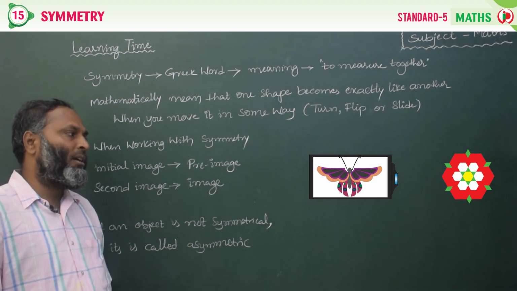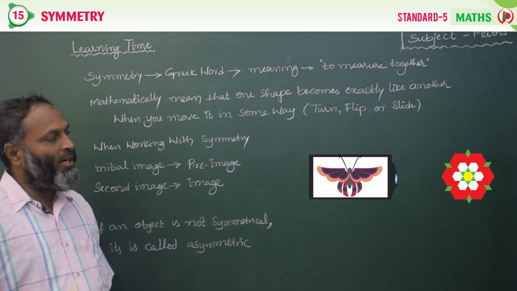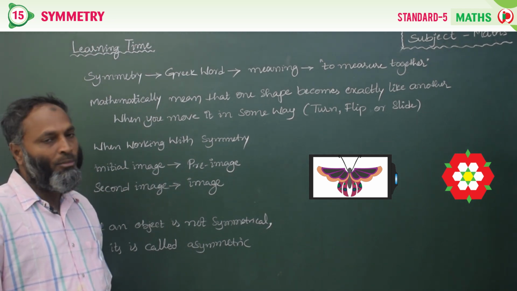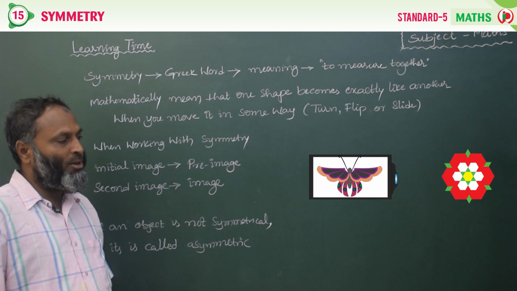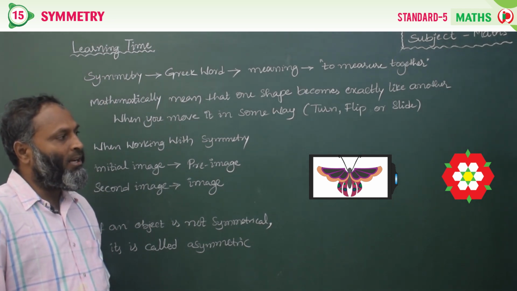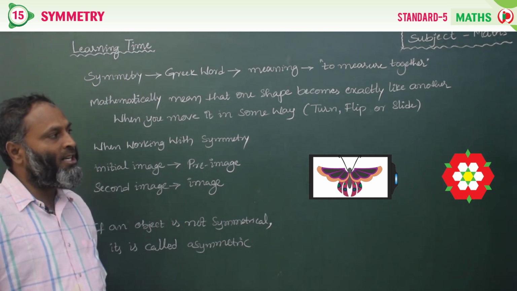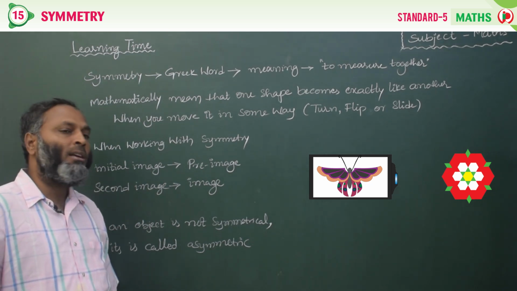One is a butterfly, which is a symmetrical shape, and the pattern given on the board is also a symmetrical shape. If you divide it into two parts from the middle, it divides into two identical shapes. The two identical shapes are the symmetrical shapes. Okay.